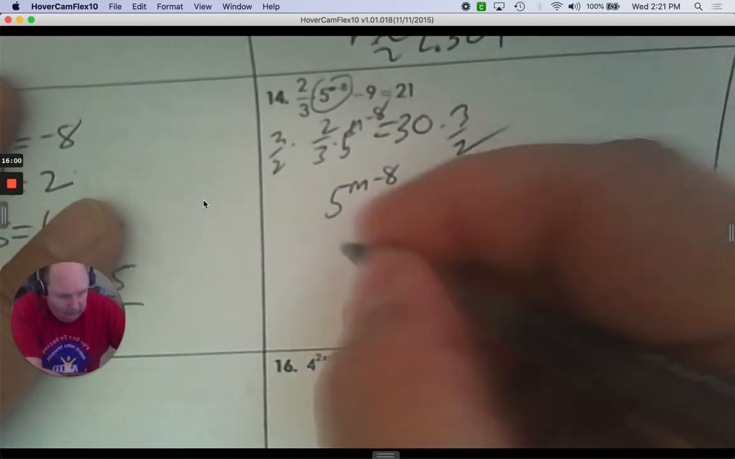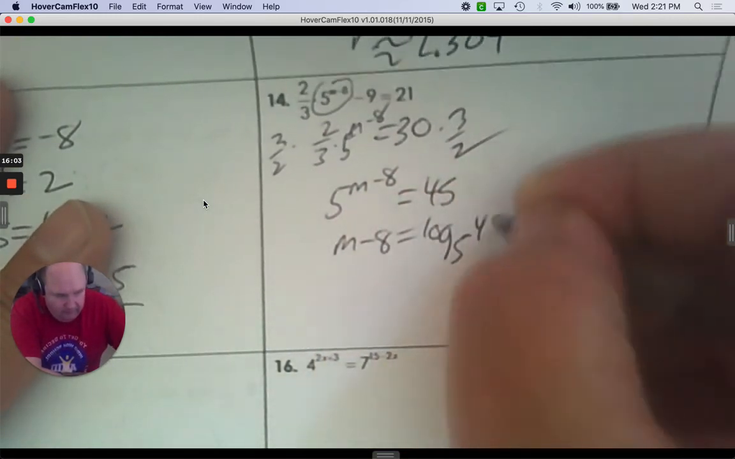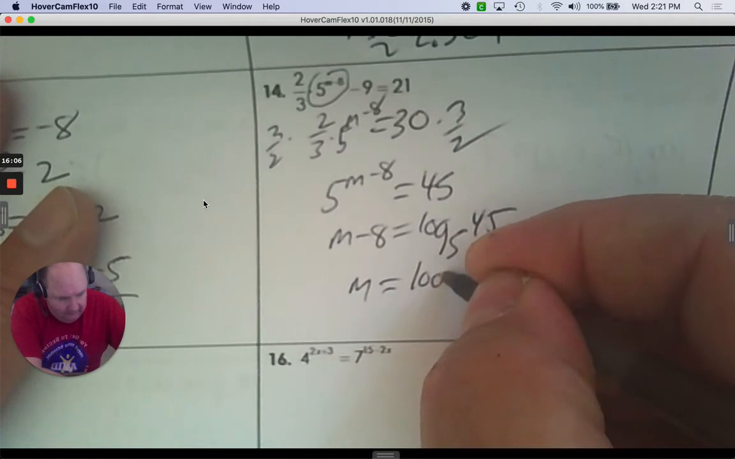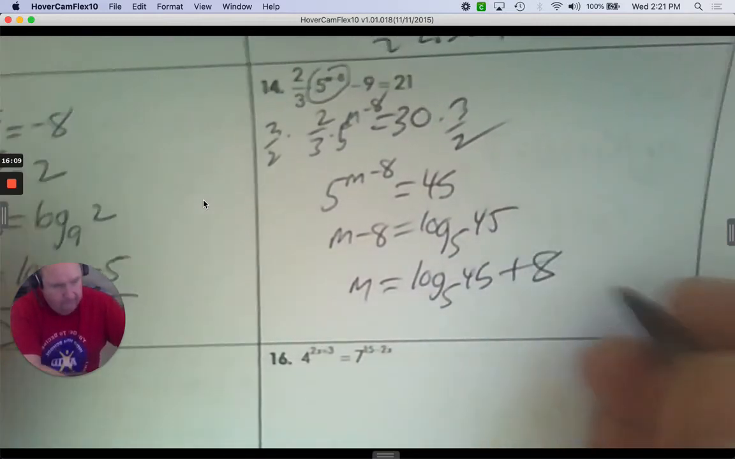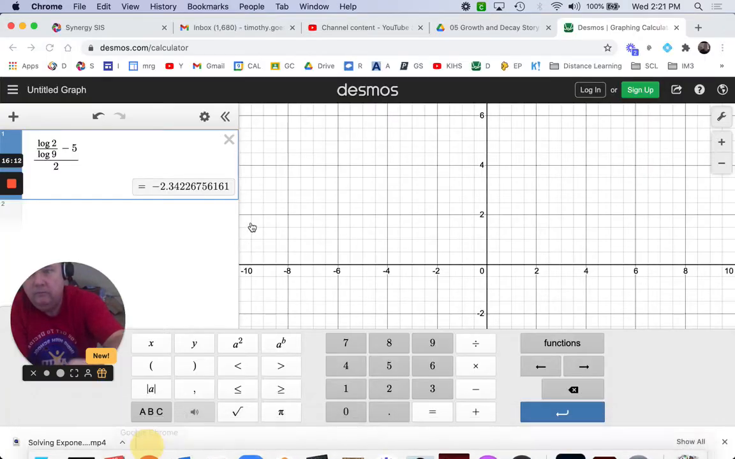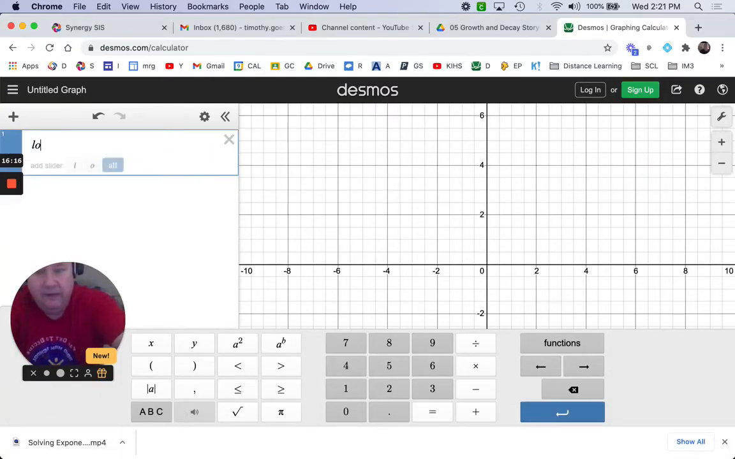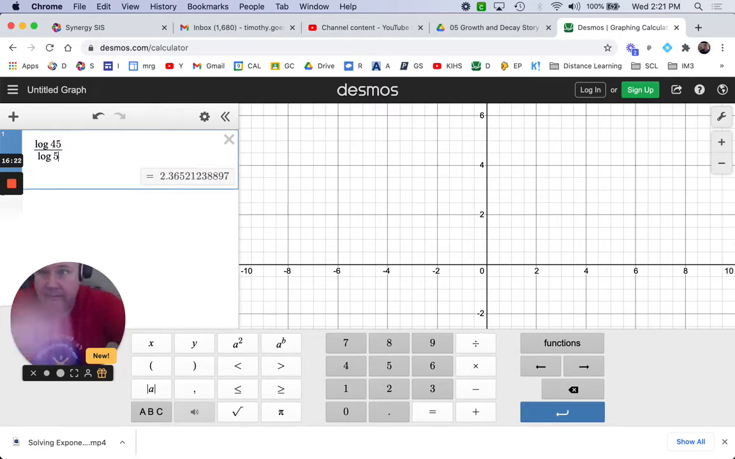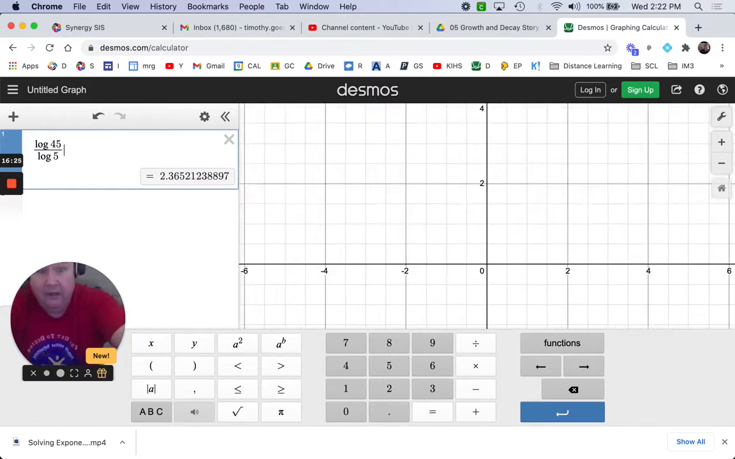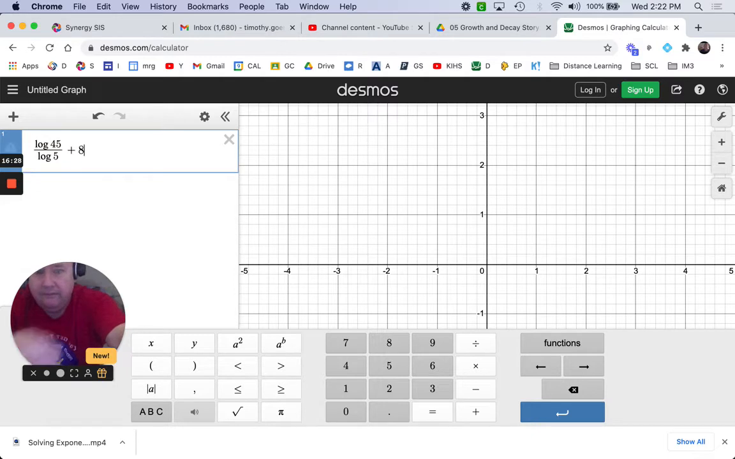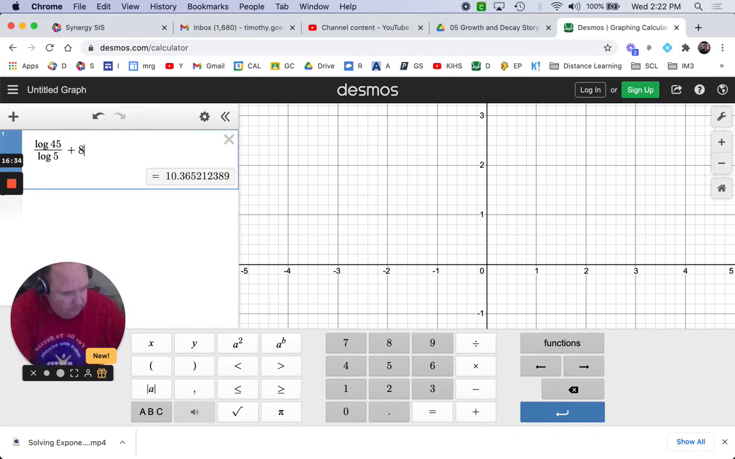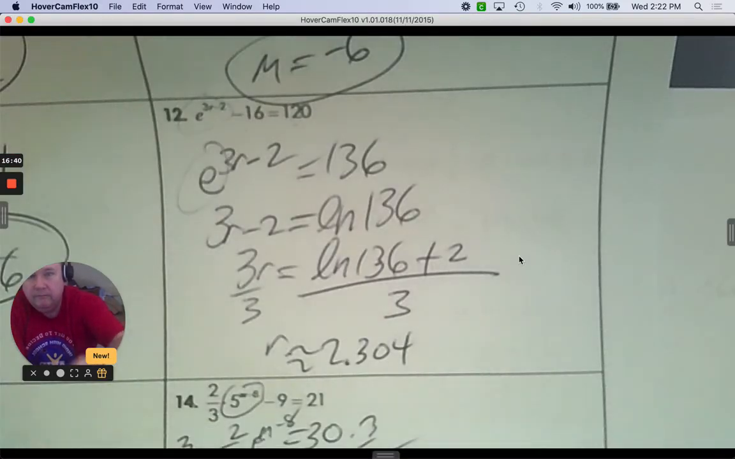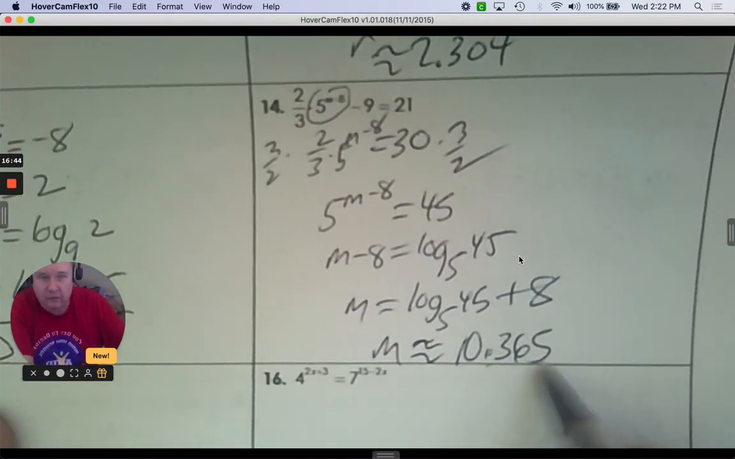There are no common bases here, so write it as a logarithm. And then add 8 and use your calculator. So that's log 45 divided by log 5. Move the cursor, plus 8. That's 10.3652. So 10.365 using your calculator.